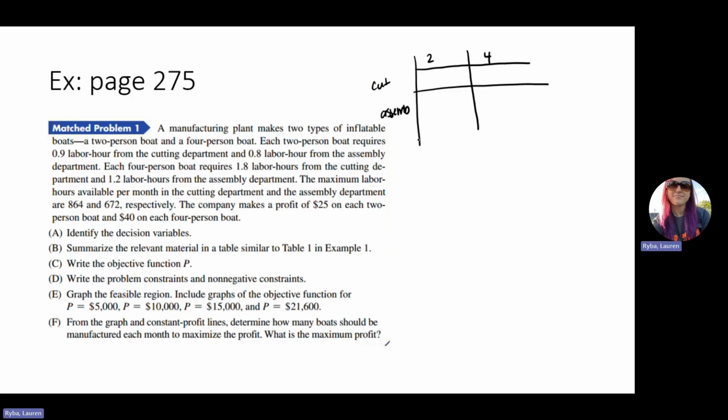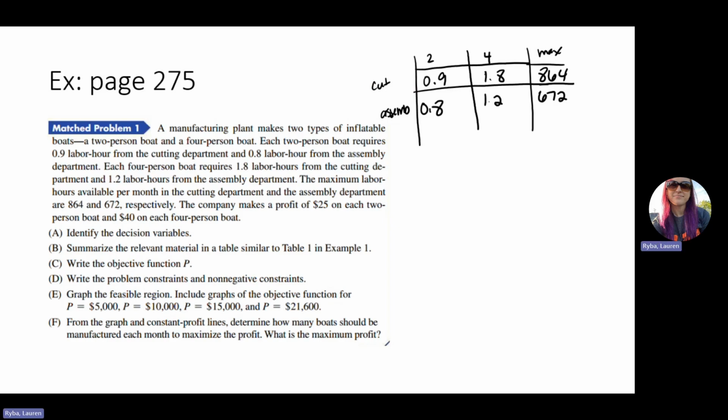Each 2-person boat requires 0.9 hours from the cutting department and 0.8 hours from the assembly department. Each 4-person boat requires 1.8 hours from the cutting department and 1.2 hours from the assembly department. The maximum labor hours available per month in the cutting department. So here we have a max of cutting is 864 and assembly is 672, respectively. So the company makes a profit of $25 on each 2-person boat and $40 on each 4-person boat.